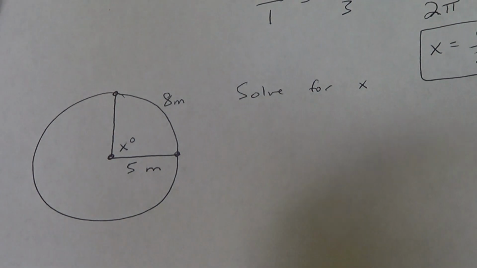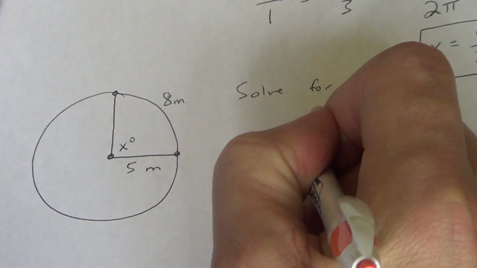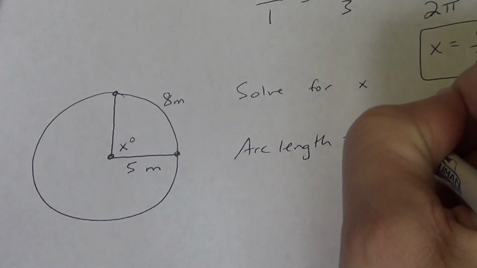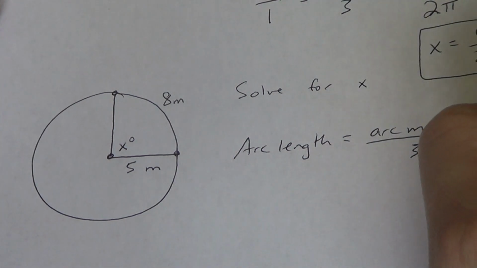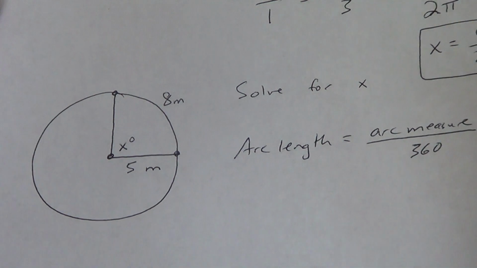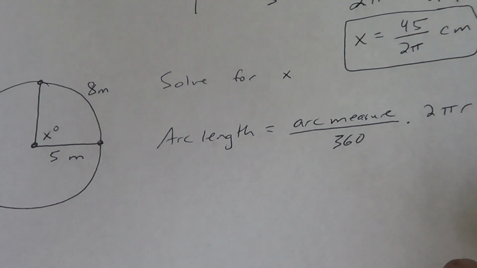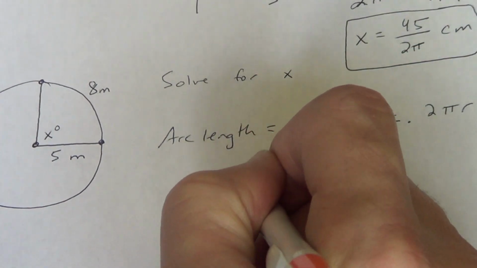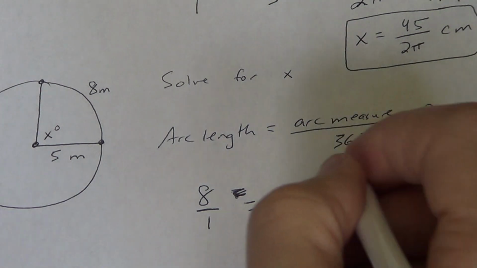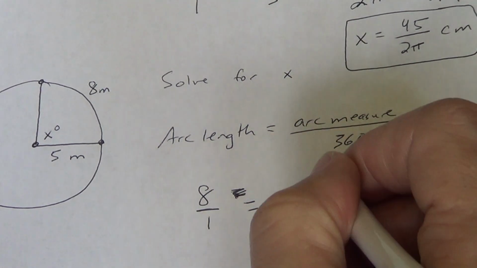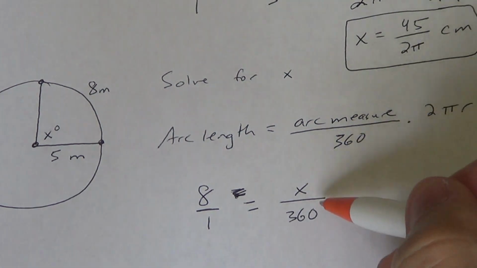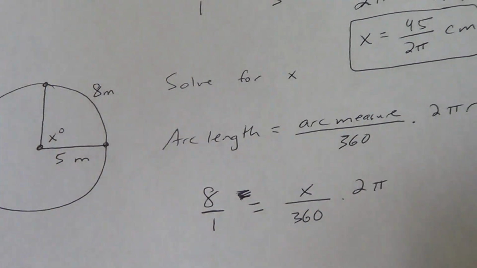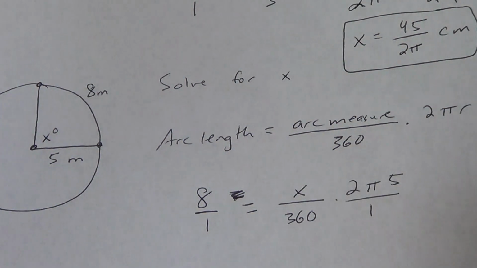Okay, so let's start with our formula again. Arc length equals arc measure over 360. I'm not going to put degrees because we know they cancel off. Okay, times 2 pi r. All right, arc length. I told you the arc length was 8 equals, I'm going to put that over 1. I'm going to move my equal sign down a little bit. Arc measure, I don't know it, so x over 360, but it's x degrees over 360 degrees, so the degree symbols cancel, times 2 pi, and the radius is 5, which is over 1.